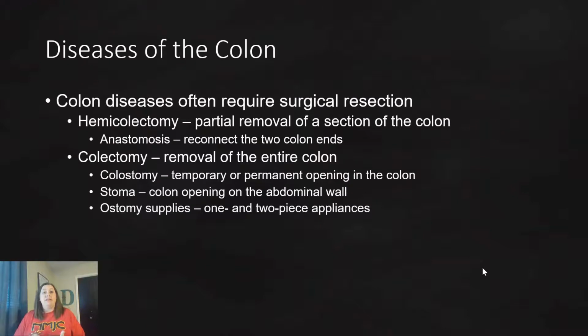All right, so now let's look at diseases of the colon. So we're moving our way down, and colon diseases often require a surgical resection where we have to take a piece of the colon out. Hemicolectomy, this is going to be a partial removal of a section of the colon. And so a lot of times what happens here is they'll take a piece of it out and then they'll do what we call an anastomosis where they're going to reconnect the two ends. So we're going to take a portion out and then we're going to take those two open ends and we're going to reconnect them.